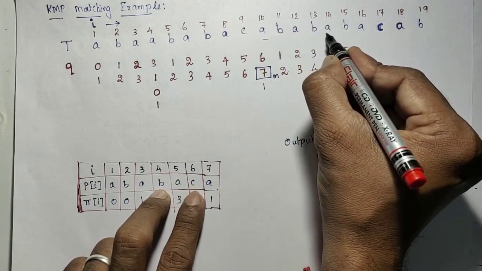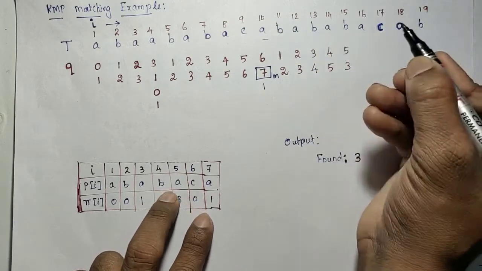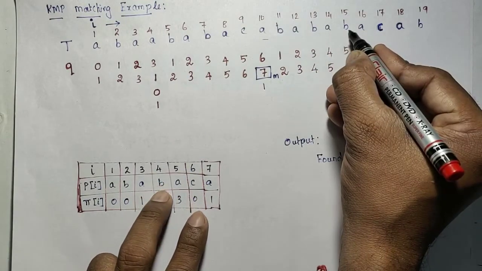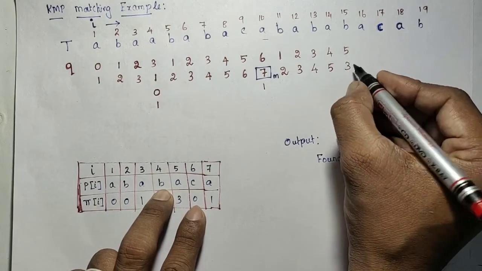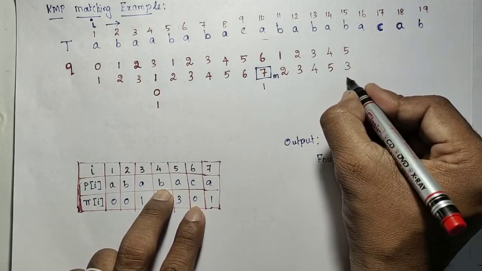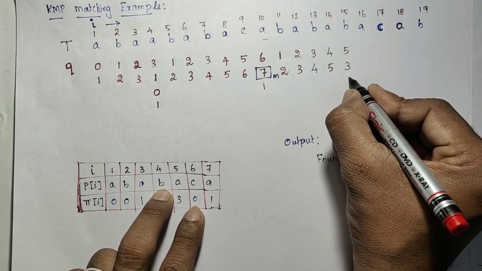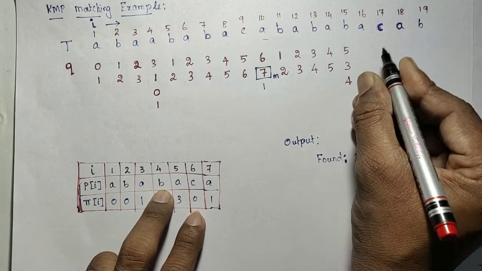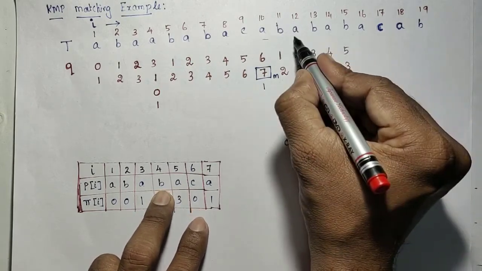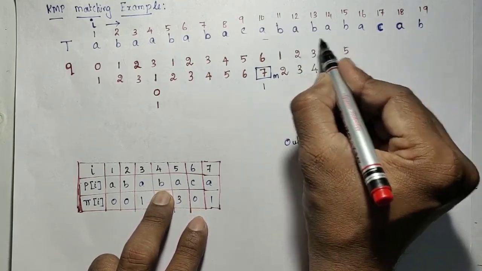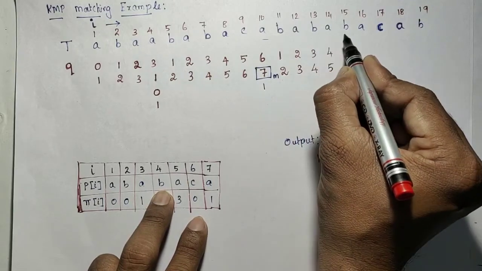Okay, so ABA. The 4th character B is now compared with the B. Both are equal. If equal, it will get incremented to 4. So the meaning is the last 4 characters are now matching. That is ABA B.